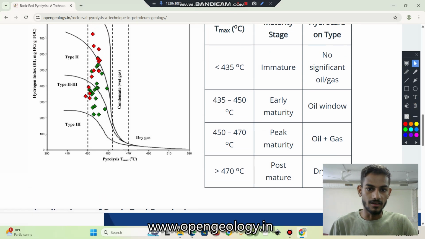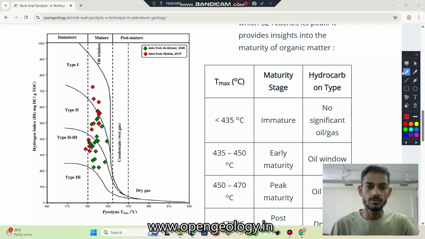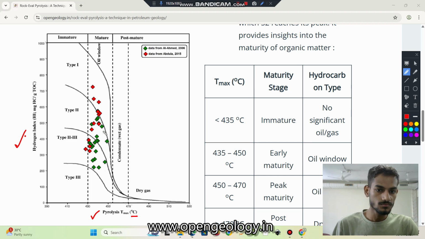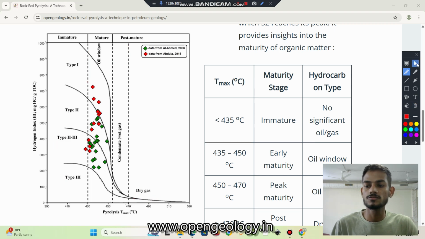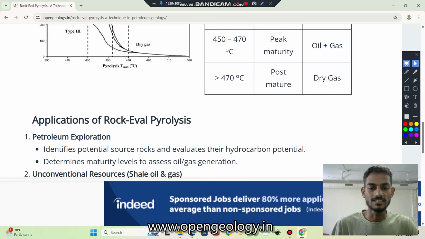And these can also be plotted as a graph. So here is our second graph, it is hydrogen index against the Tmax pyrolysis temperature. So based on this we can make another classification, type 1 kerogen, type 2 and type 3. So this is the oil window zone, this is the gas window zone, and these are the dry gases based on the temperature Tmax. Okay, so this is another graph we use for the source rock classification and the maturity.